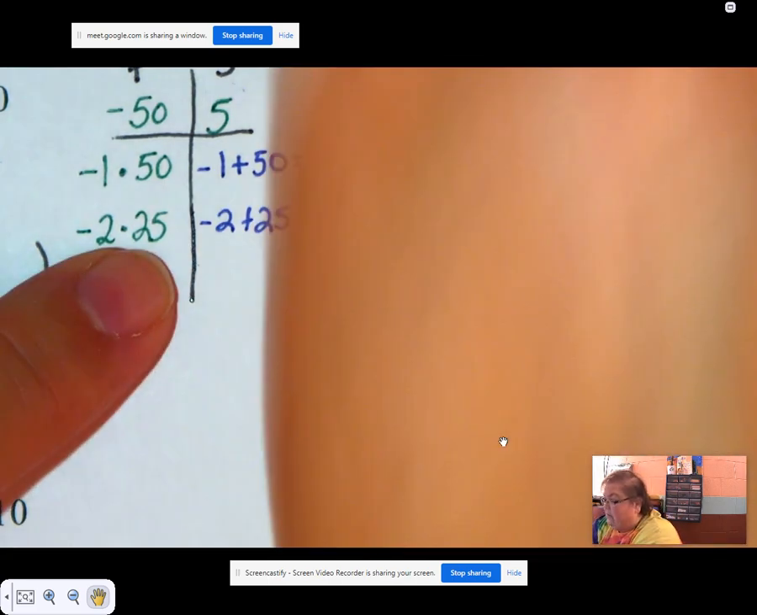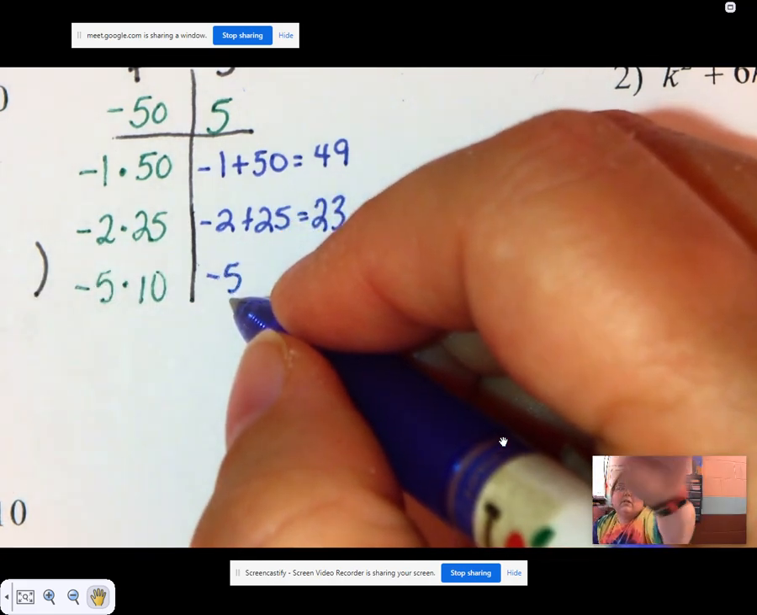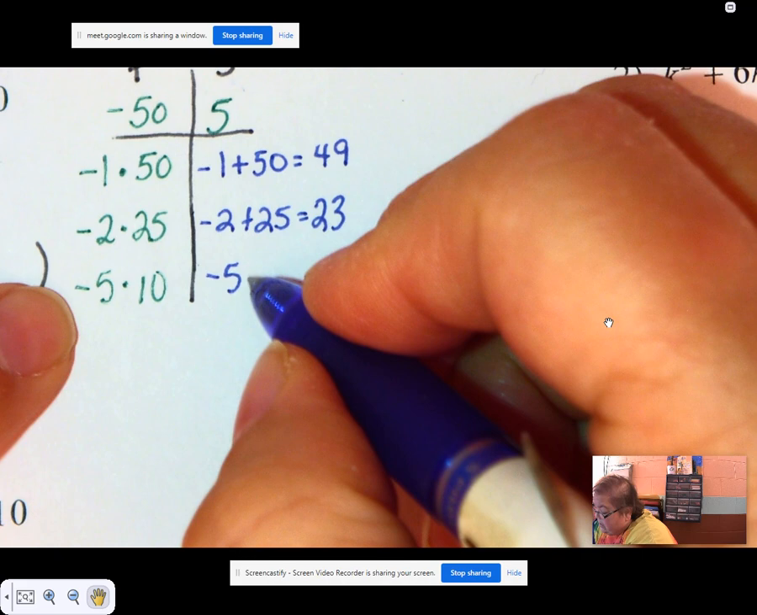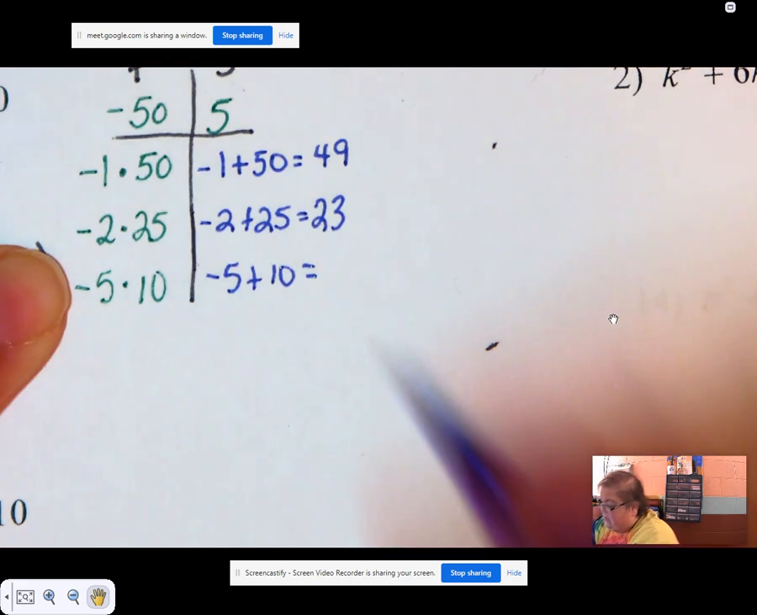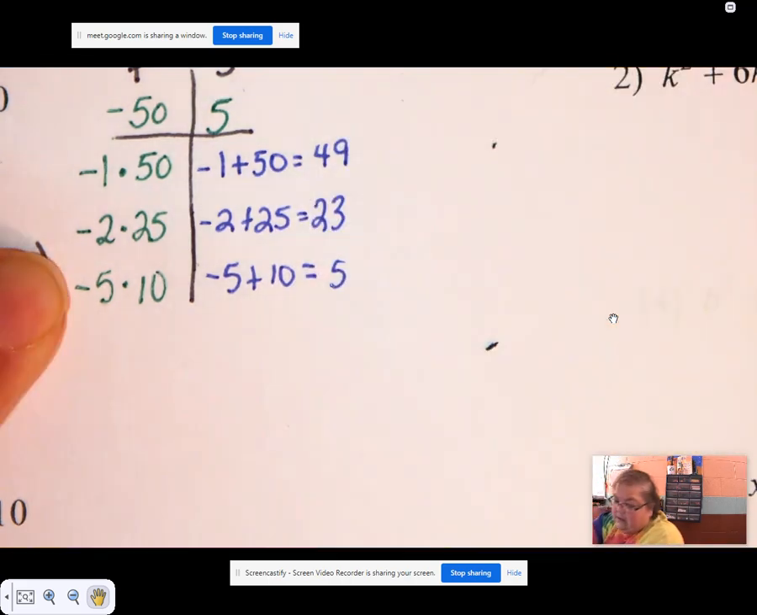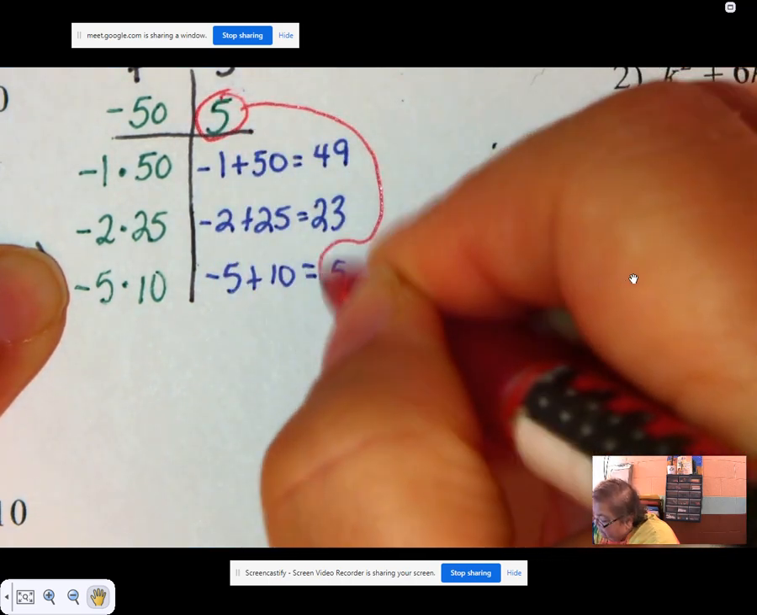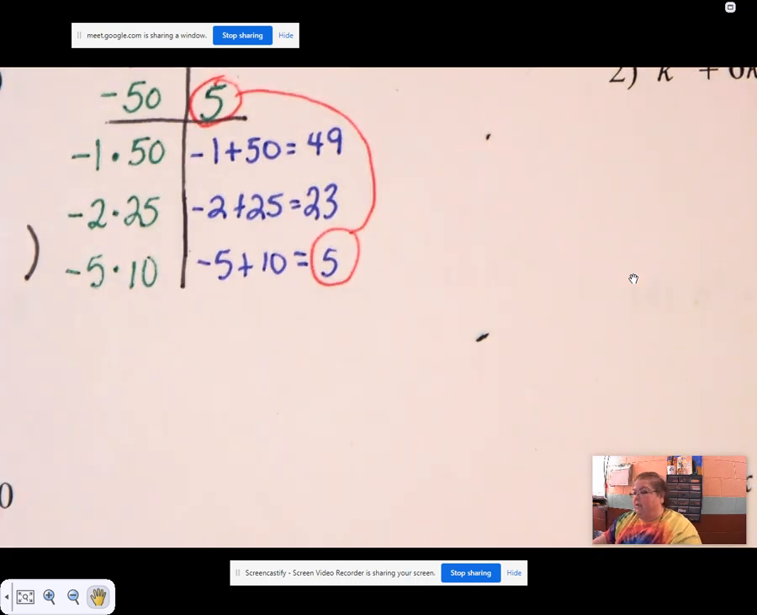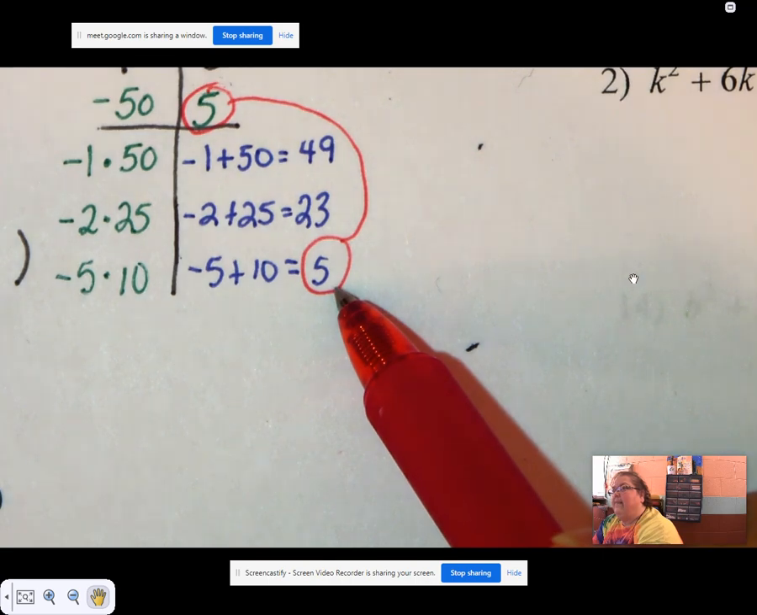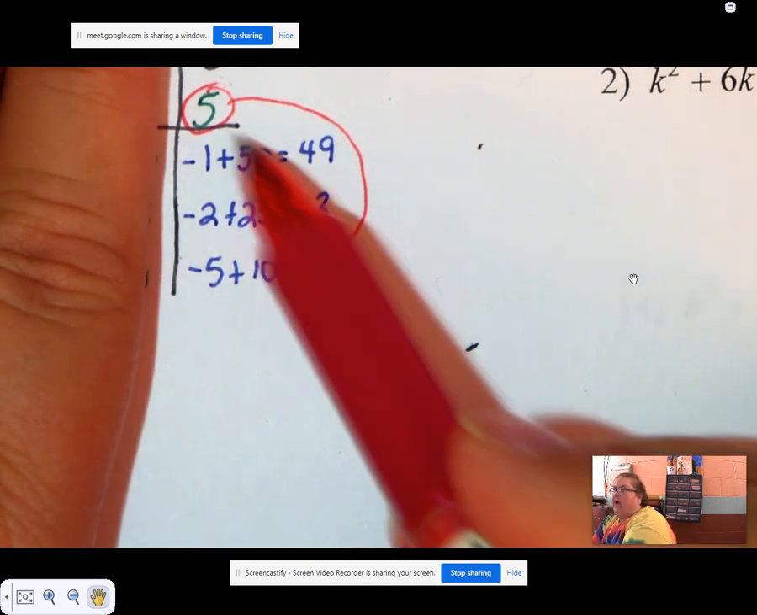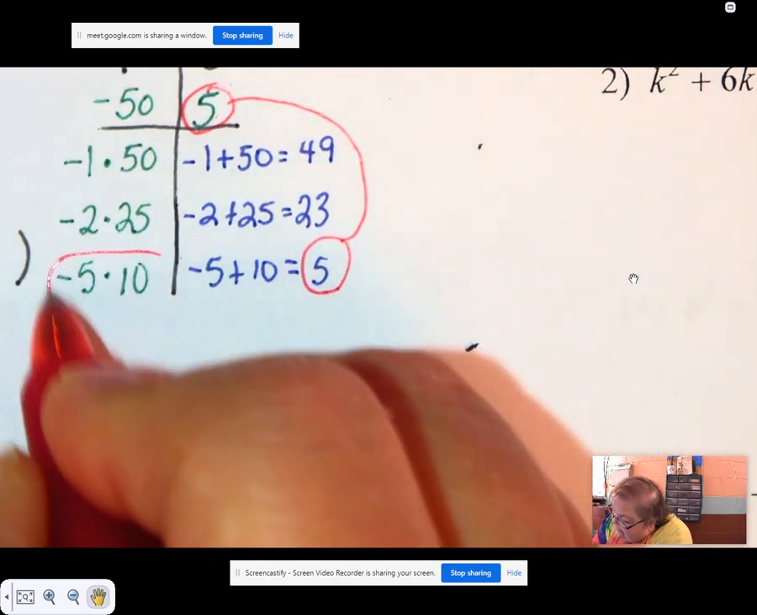Now in this column, I'm adding negative 5. Leona, raise your hand. There you go. Plus 10. And then what is negative 5 plus 10? Oh, isn't that what I was looking for? I'm looking for 5. Did I get 5? Yes, I did. When I'm adding and subtracting, I'm looking for the 5. That's all this column is for. I only use my sum column so I can find my factors.